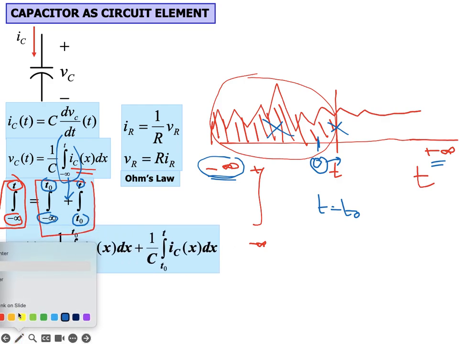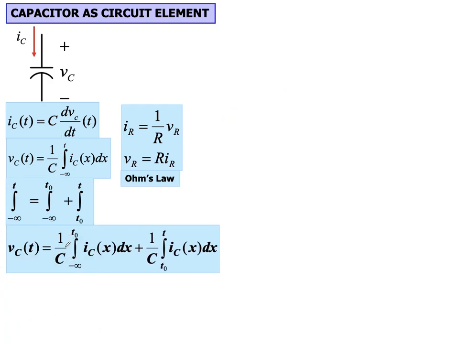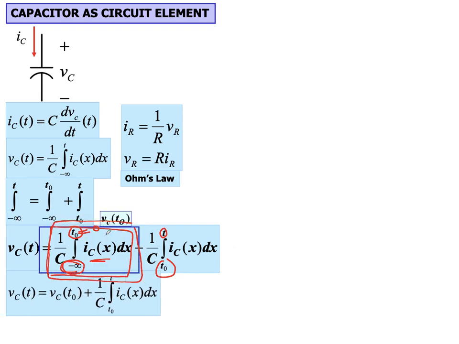Let me just clear it. Here we can see it is the same expression, but one is from minus infinity to t naught, and the other expression is from t naught to t. Why have we done this? Because this expression, the accumulation of current from minus infinity to t naught, actually represents the initial voltage across the capacitor when you start using it.